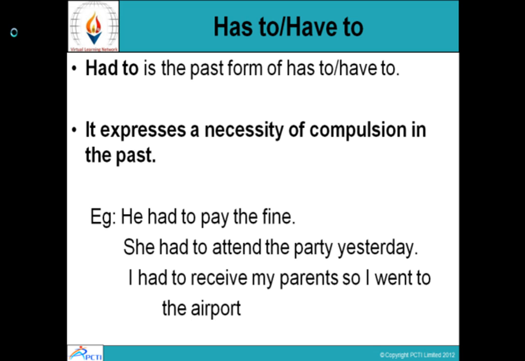Examples. He had to pay the fine. It happened earlier in the past. He had to. He was made to pay the fine. It became compulsory for him to pay the fine. So, when we want to indicate that compulsion in the past tense, we use had to.